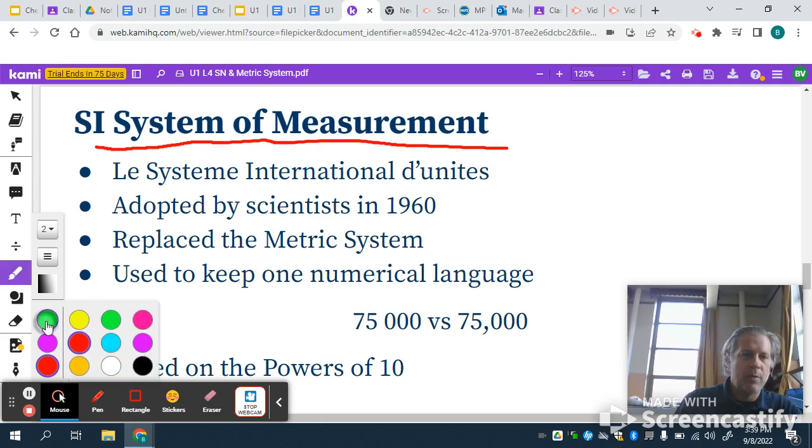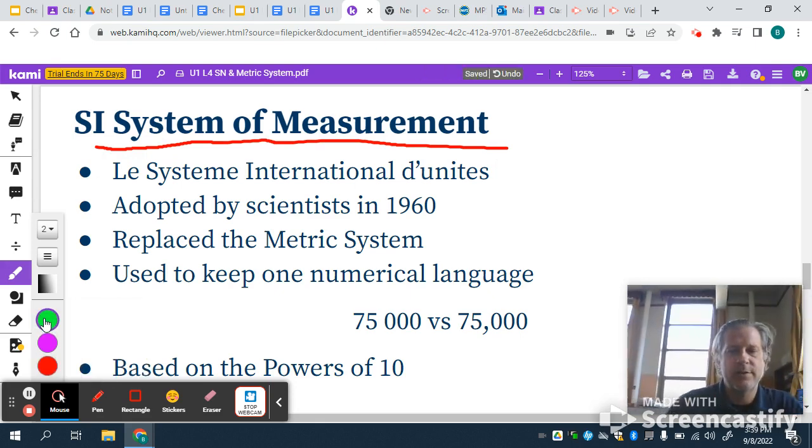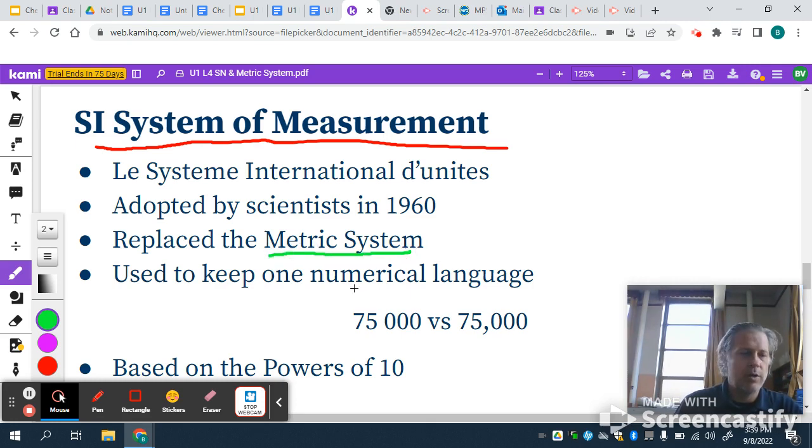So once upon a time, a lot of scientists did things differently. Some people might have written numbers a very specific way in one country and written numbers a different way in another country, and that got to be confusing. So around 1960, a bunch of scientists got together in France, of all places, and they figured out a way to replace the archaic metric system with one numerical universal language.